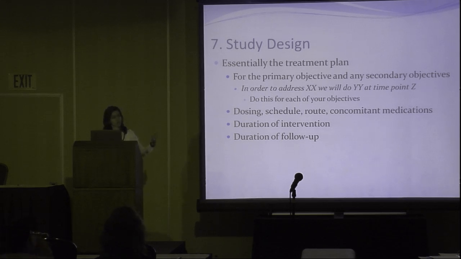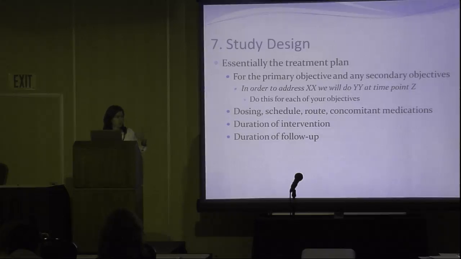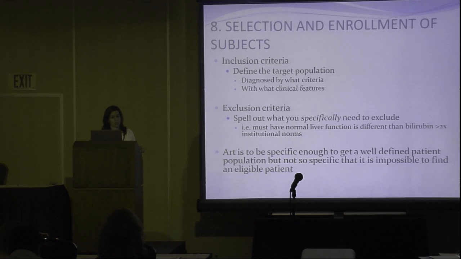In order to address your primary objective, what are the things you're going to do? And you need that for each one of your objectives. So if you write 15 secondary objectives, then you have to have a study design for each of those secondary objectives. This is also where you'll have all the details of your dosing, your schedule, your route, your plan for changing dosing, your duration of intervention, duration of follow-up. So when you're in your groups thinking about these things, this is where this is going to go in the study design.